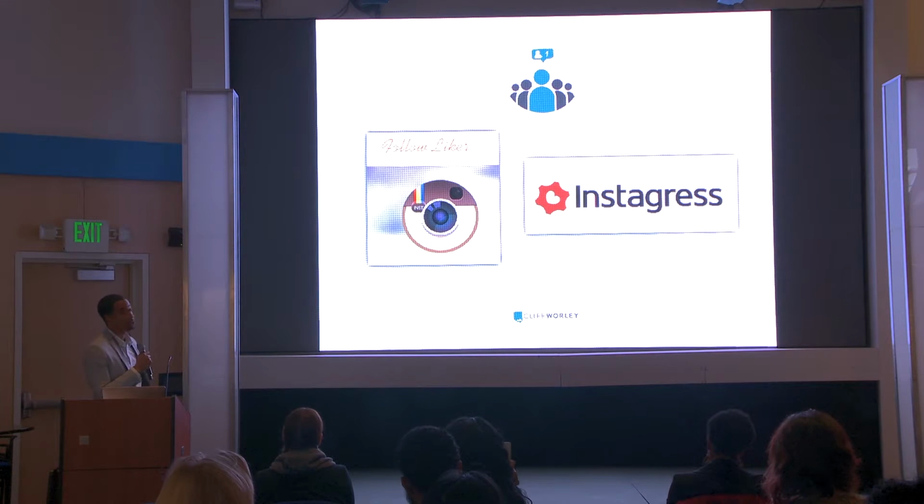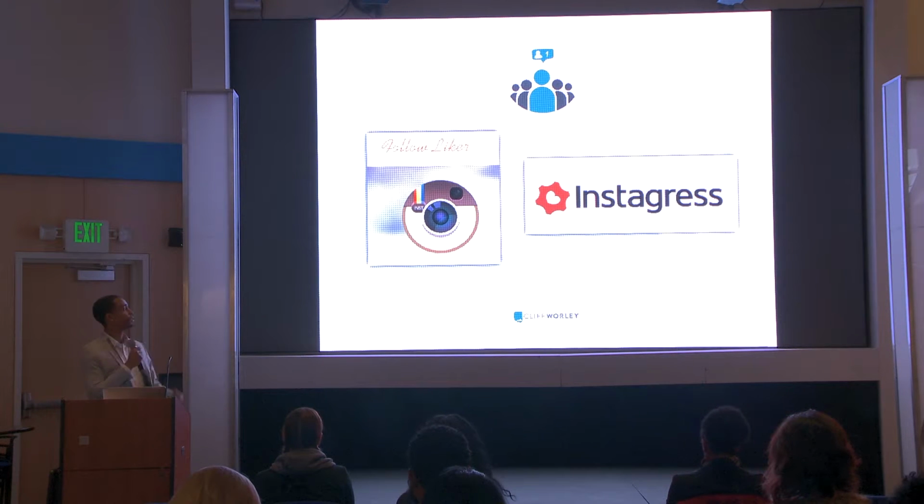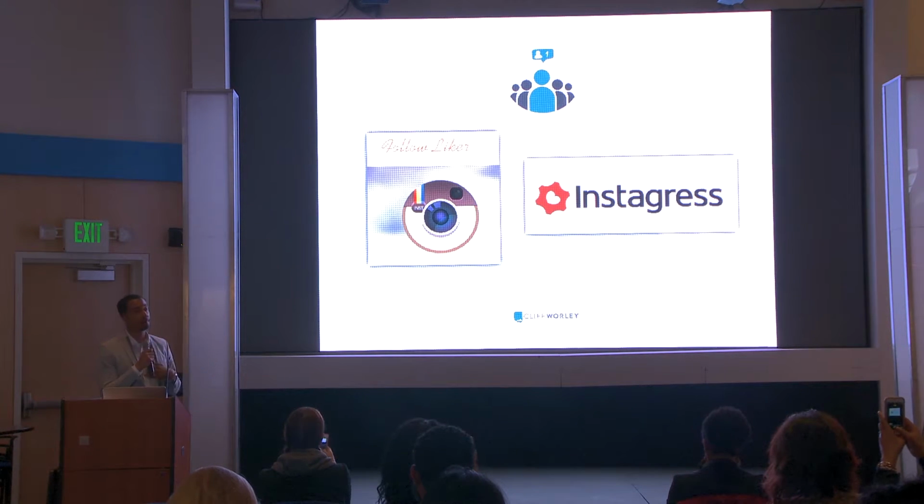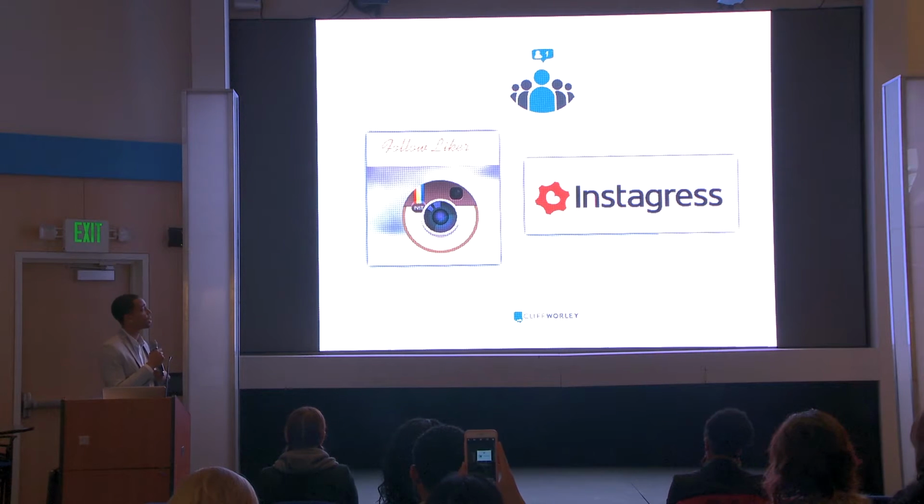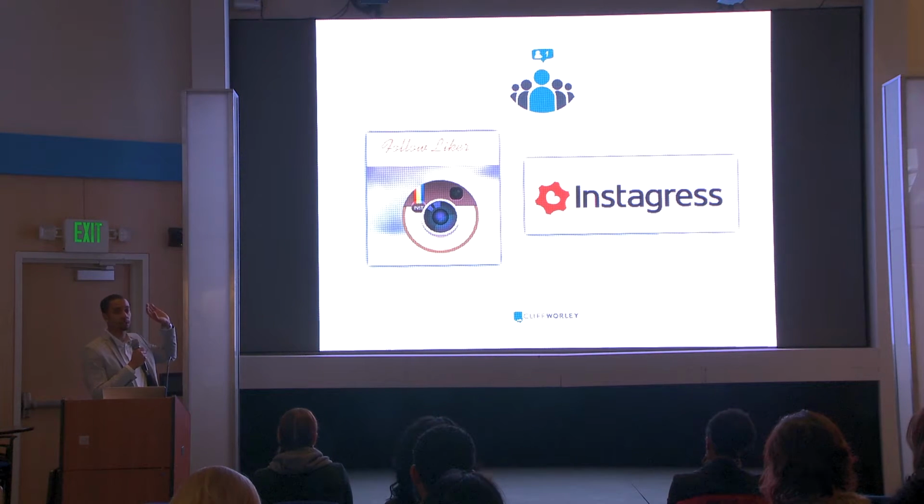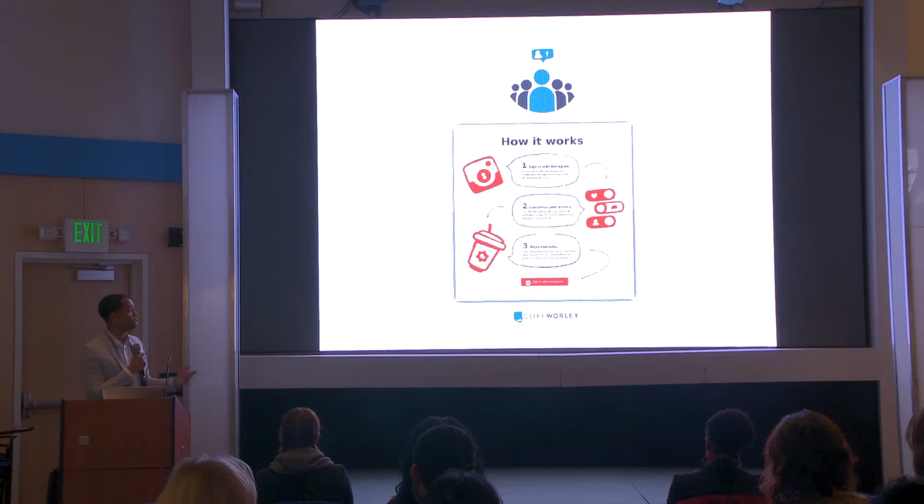There are two apps, or there's multiple apps out there that you can use to kind of build your robot. There's one called Follow Liker, and the other one's called Instagress. My personal favorite is Instagress. It's cloud-based, super easy to use. How many people have heard of Instagress before? All right, a couple, cool. So I'm gonna walk through Instagress because this is the one that I use.